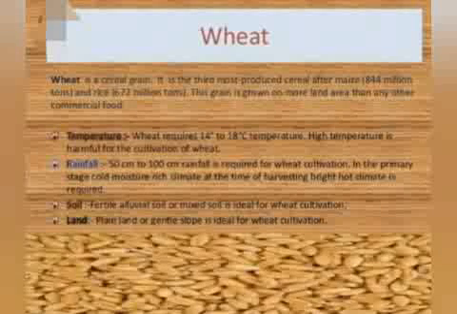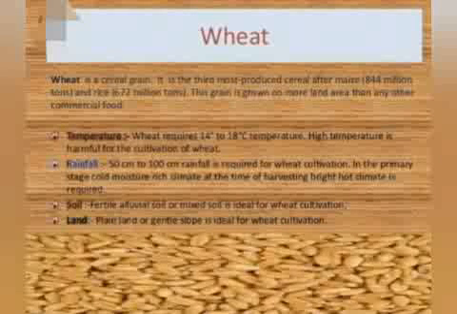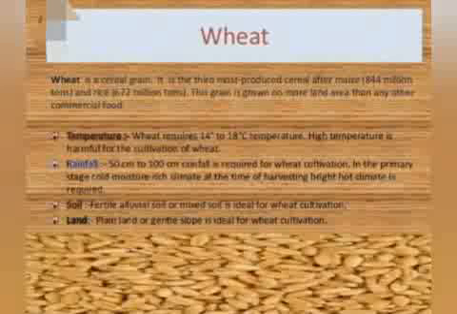USSR, USA, China, Canada, India, Australia, France, Italy, Turkey, Pakistan, Argentina, and Spain are the important producers of wheat. These countries produce about 80% of world's production.